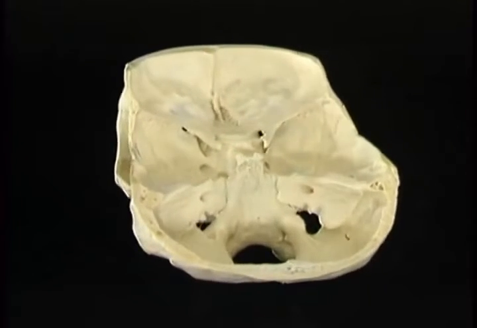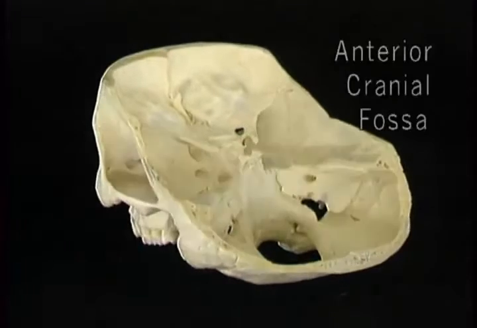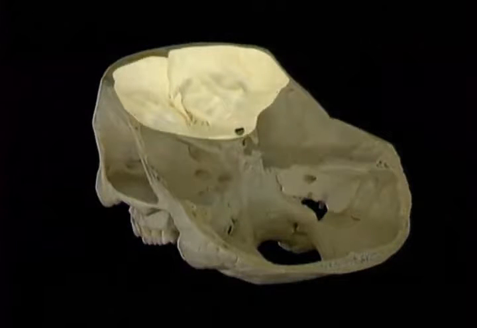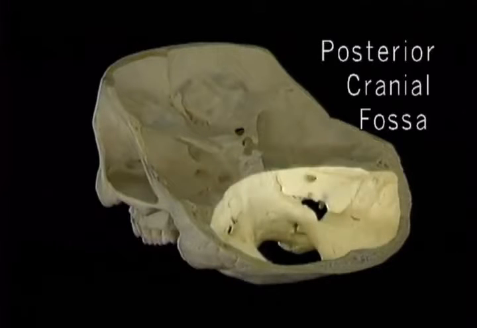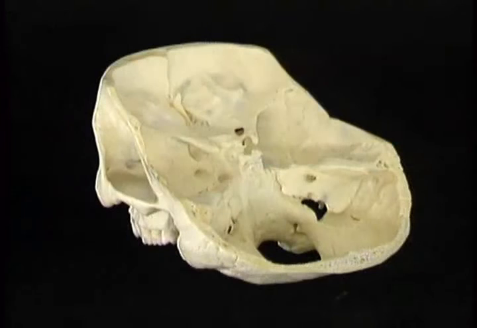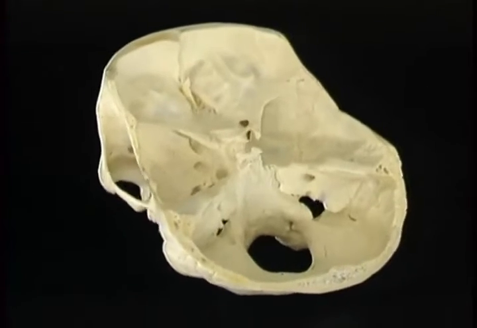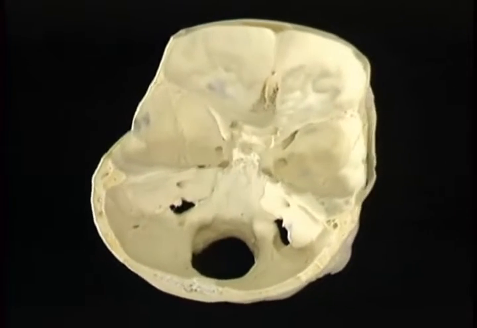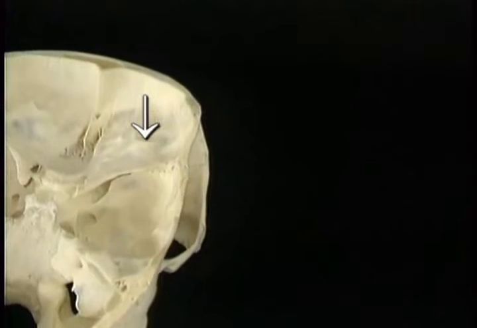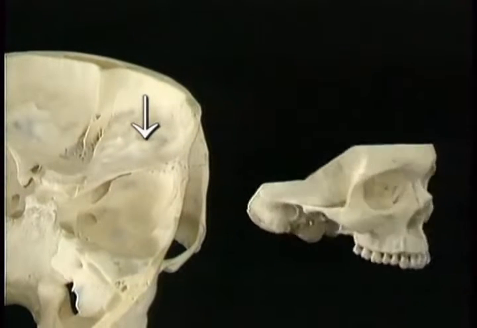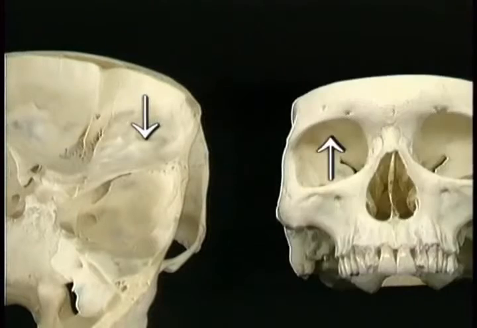These divide the floor of the cranial cavity into three parts: the anterior cranial fossa, the middle cranial fossa, and the posterior cranial fossa. We saw the posterior cranial fossa in the previous section. In this section, we'll look at the main features of the anterior and middle cranial fossae. The bone that forms this upward bulge in the floor of the anterior fossa is the same bone that forms the roof of the orbit.